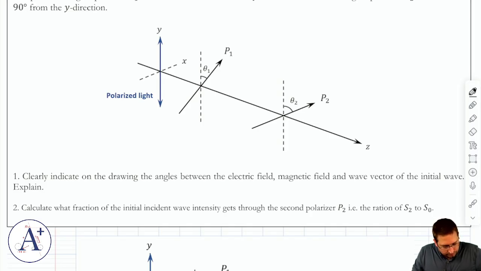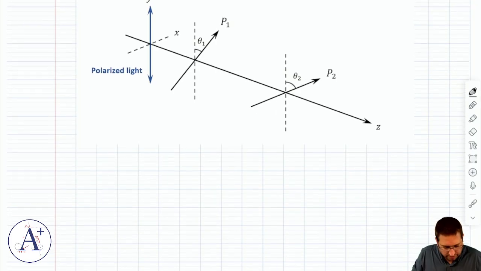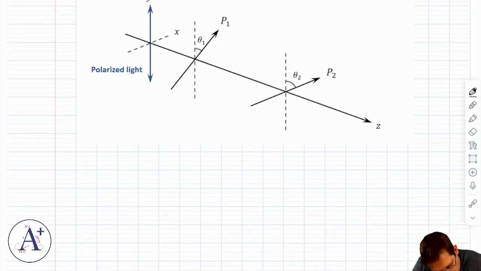Which is going to look like stuff we've already done, but that's easy. And then calculate what fraction of the initial incident wave intensity gets through the second polarizer P2. In other words, the ratio S2 over S0. So let's start with the first question.